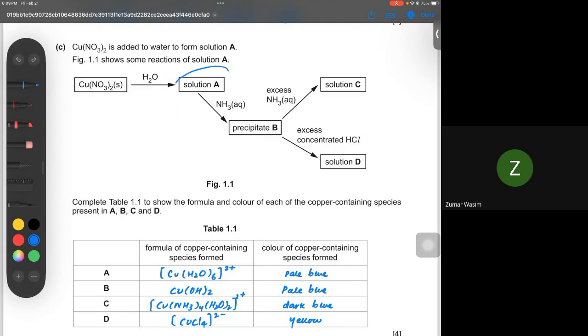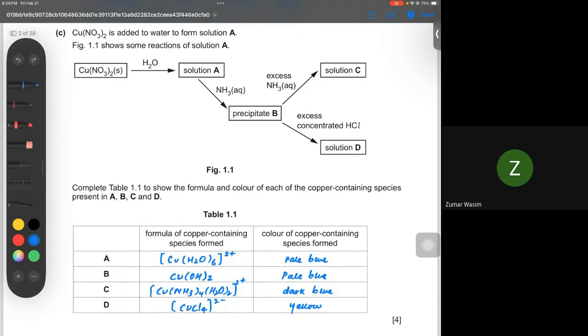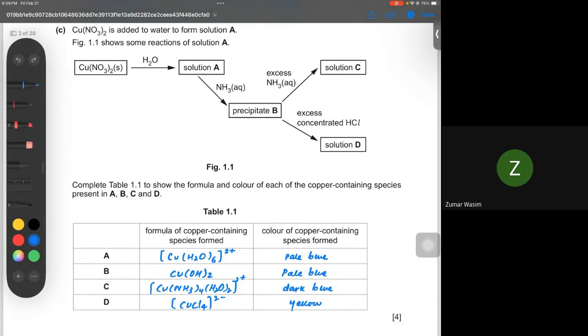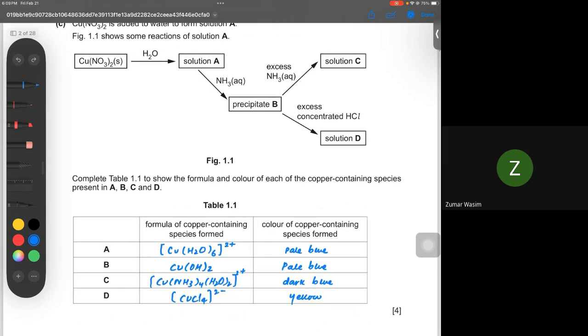Then when it reacts with ammonia, it gives you the precipitate. Then you add an excess amount of ammonia, and it gives you solution C. And when we add an excess amount of HCl, it gives us solution D. Now you are supposed to write down the formula of each of the following: A, B, C, D. Obviously, A would be this, because copper nitrate is solid.